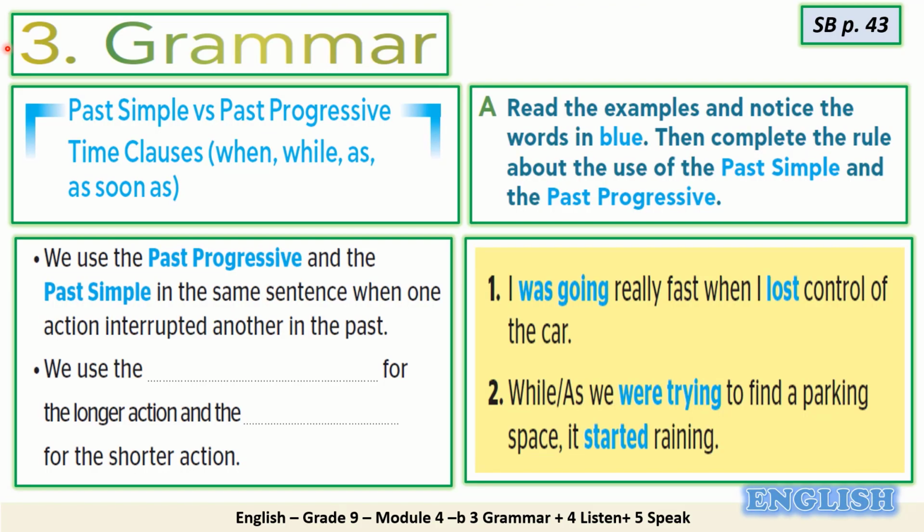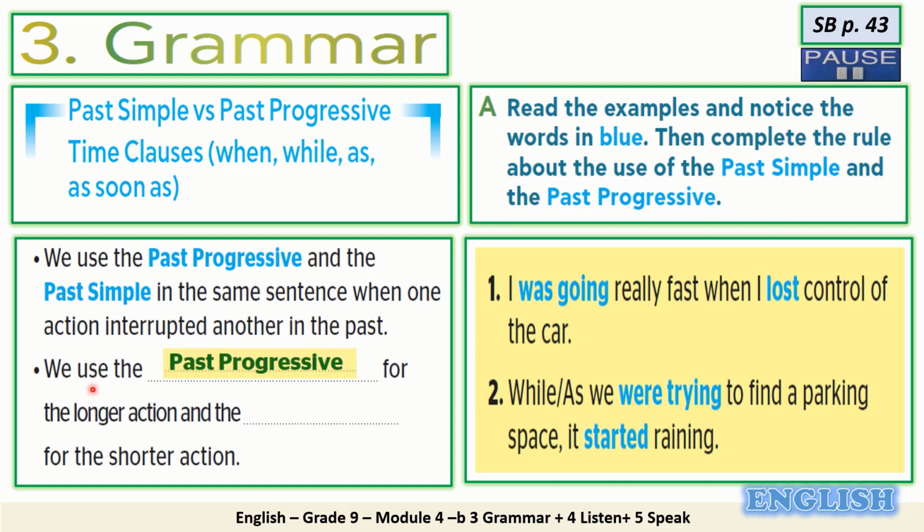3. Grammar. Past simple versus past progressive. The time clauses when, while, as soon as. Read the examples and notice the words in blue. Then complete the rule about the use of the past simple and the past progressive. Study these examples 1 and 2 in order to complete the rule. You can stop the video, complete the rule, and check your answers.